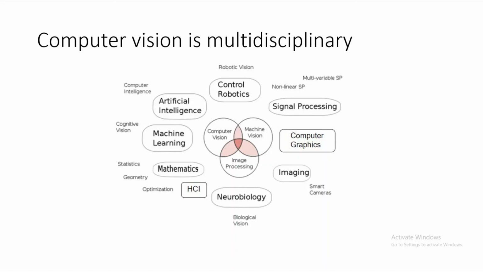So that's all about the basic introduction of computer vision. As we saw, computer vision is highly related to image processing, and in the next lecture, in the next video, we'll be discussing the basics of image processing.